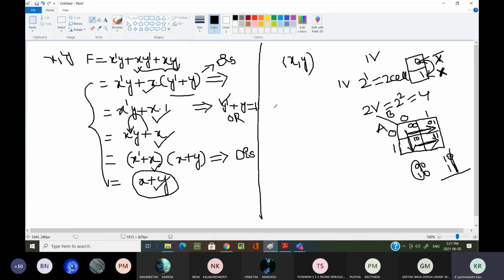Now I can draw a three variable map. If it is a three variable map, how many cells do we have? 8 cells. If it is a three variable, we have an 8 cell K map. It has 2 rows and 4 columns.